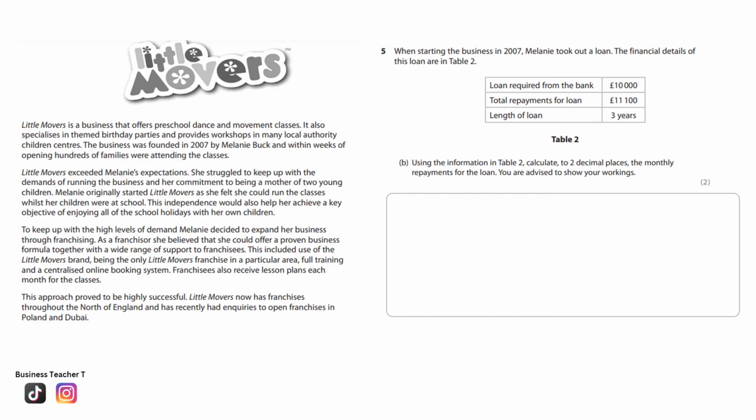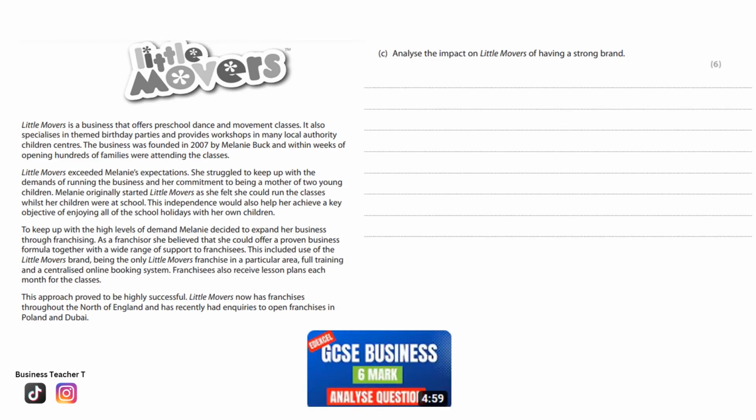We know the total repayments for the loan is £11,100, and separately we need to calculate the length of the loan, which is 3 years. Now, in order to calculate the length of the loan, we know that there are 12 months in each year, so that's 12 times 3, that gives us 36. So with that information, we need to divide 11,100, which is the total repayment for the loan, by 36, which is 36 months. And the answer we get is £308.33.